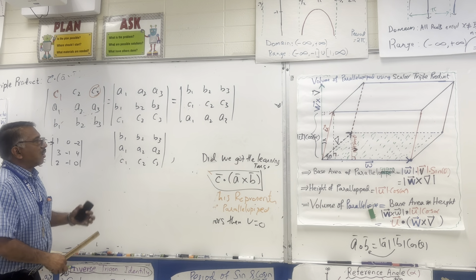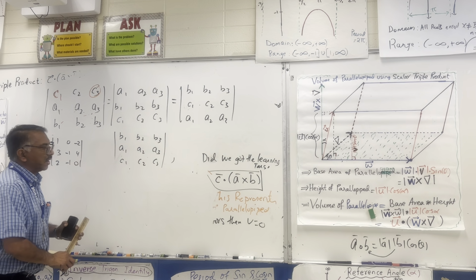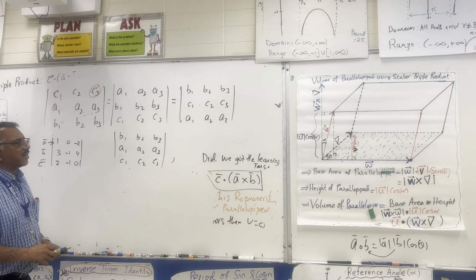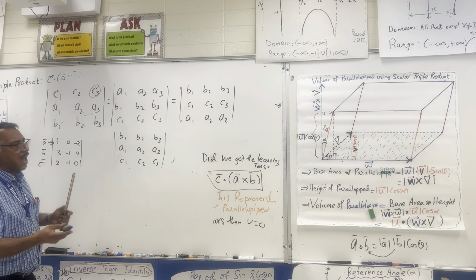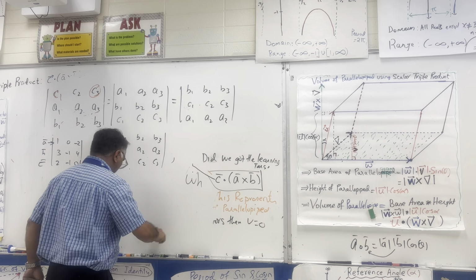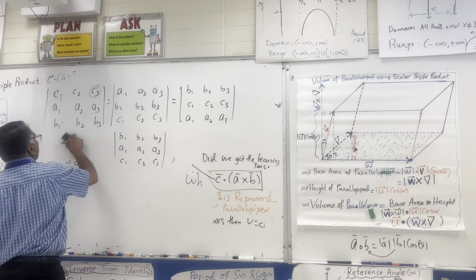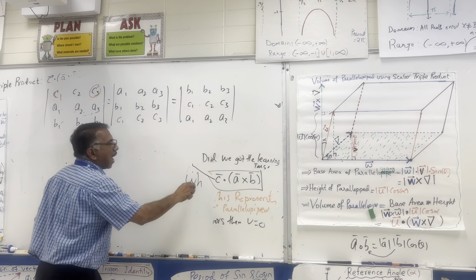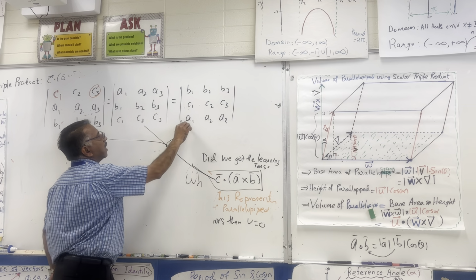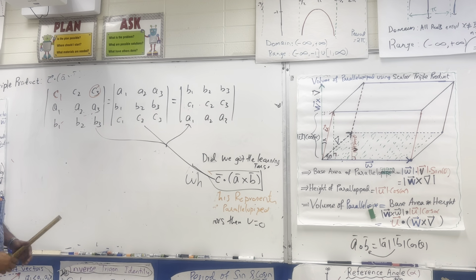Remember, thousands of problems could be solved based on this. But the question is, why this form? So maybe our question was, why is the scalar triple product this one? Any one of them, they are all correct. So that was my thought.